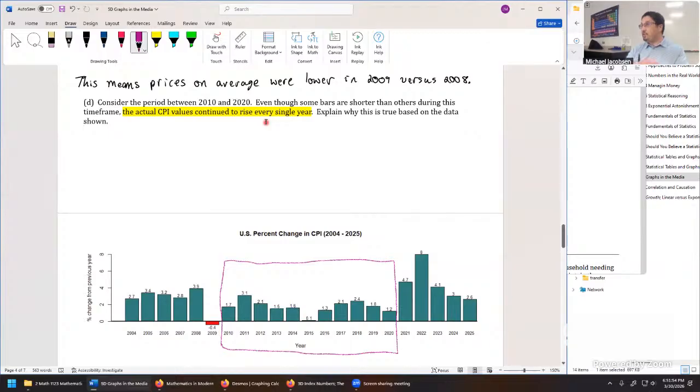If there was one bar that looked like this, say 2015 was just a little bit different, that would have been a weird year. And then this would have been a lie. It didn't rise every single year in that range. 2015 would have decreased by quite a lot based on the bar length.